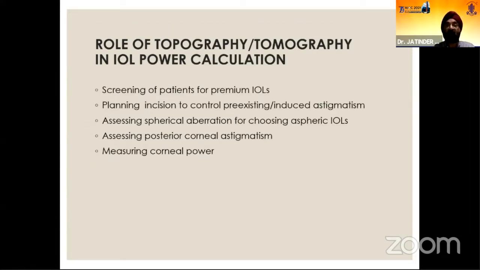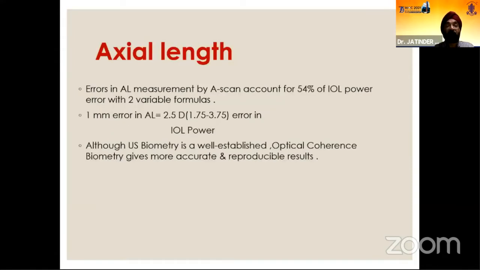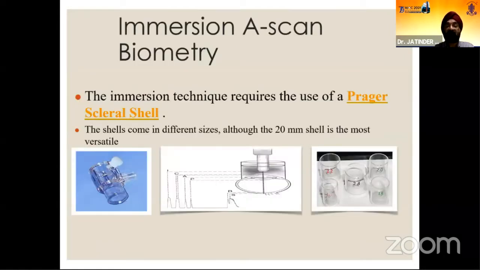Direct measurement of corneal power, the total corneal power, which also includes the posterior corneal power estimation, can be done by Scheimpflug machines like Pentacam, Galilei, and all these other machines. There is a role of topography and tomography in IOL power calculation. This is particularly required for screening of patients for premium IOLs, planning incision to control the pre-existing astigmatism, if you want to control spherical aberration, and you want to measure the total corneal power, in which posterior corneal power is also included.